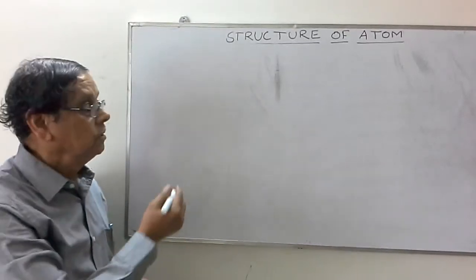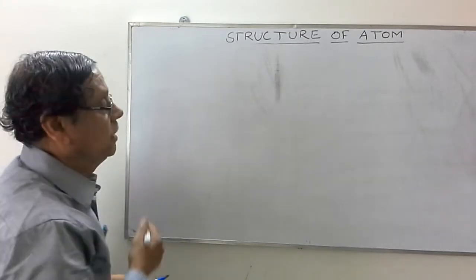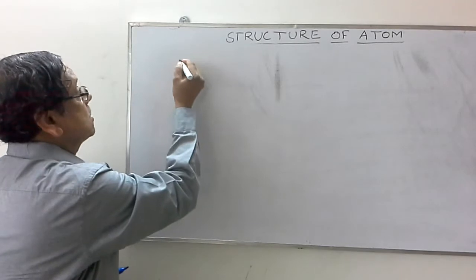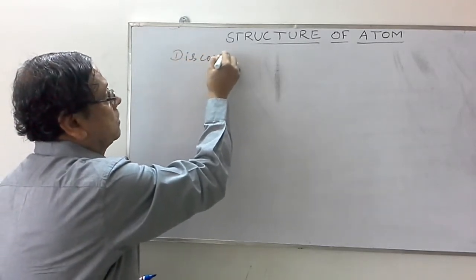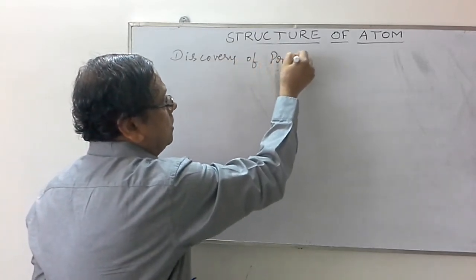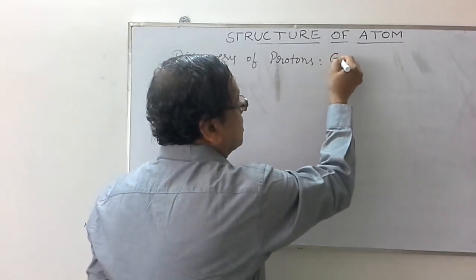Welcome back to the structure of atom chapter. In the previous video we have seen the discovery of the electrons by J.J. Thomson. Now let us go for discovery of protons. Discovery of protons. These protons were discovered by Goldstein.